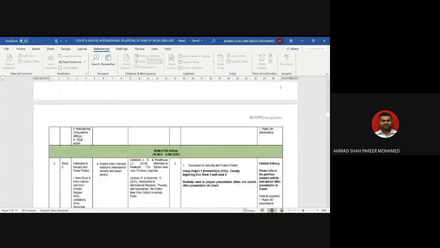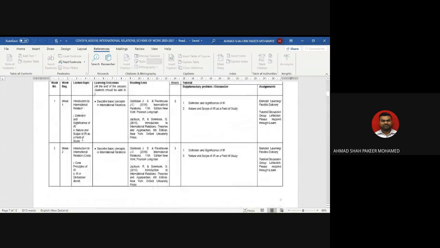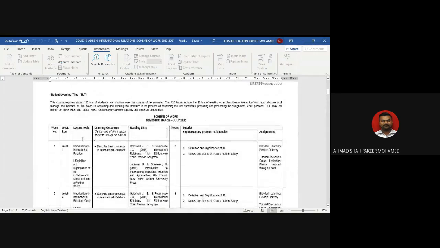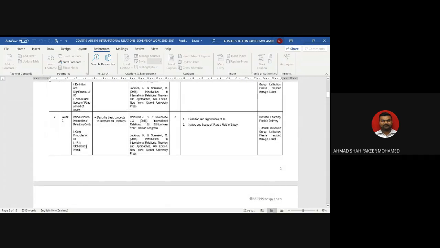Okay, starting from the first chapter will be an introduction to international relations. In this chapter, we're gonna start next week. I'm gonna define what IR is, and also the significance, nature, and scope of IR. Then we're gonna move to the next chapter, the core principles, which is also included in the introduction. We're going to share about the core principles of IR, what IR is all about.